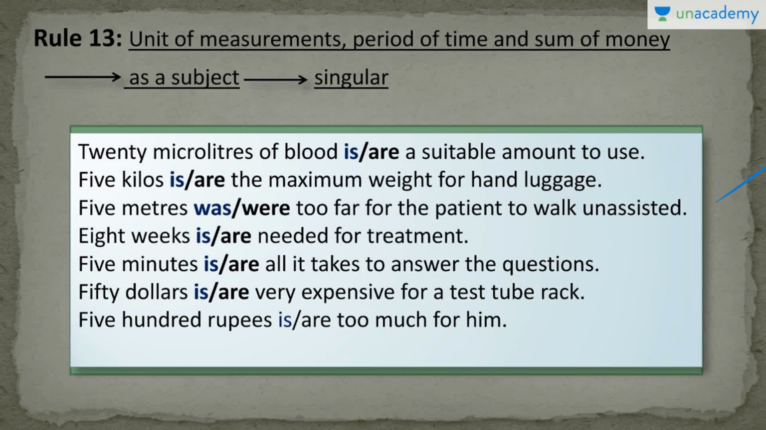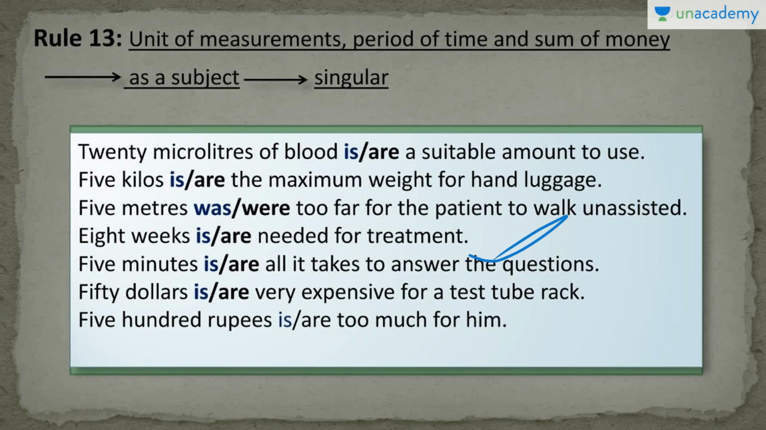Next is 8 weeks is or are needed for treatment. Now here I've already told you that days, weeks, months, these would be considered as period of time, and as long as it is used as a subject, it will be considered as singular only. And since this is singular, the verb has to be singular. Therefore, the correct statement would be 8 weeks is needed for treatment.